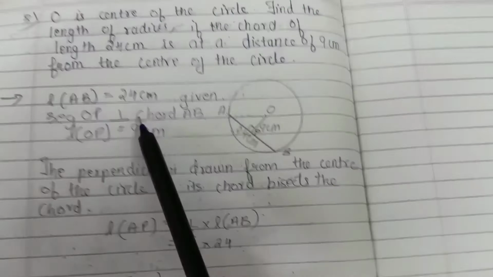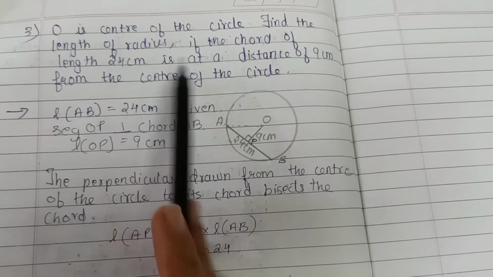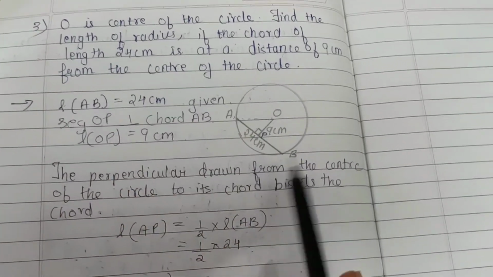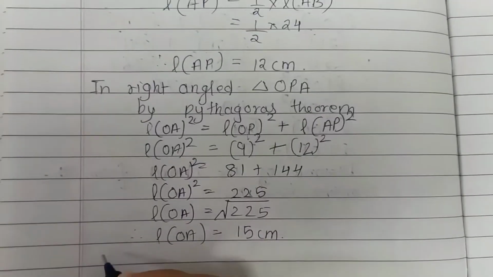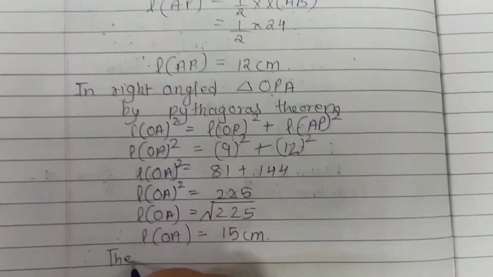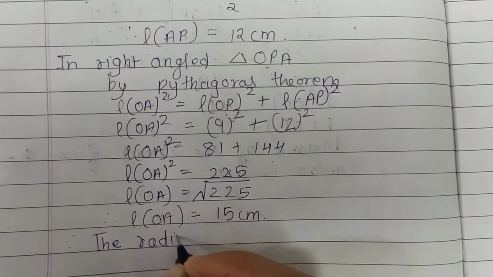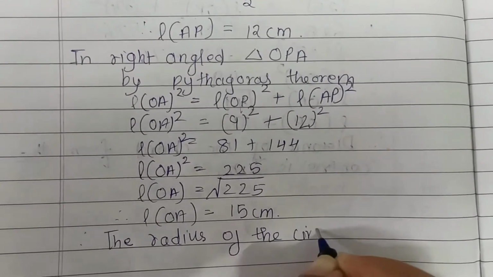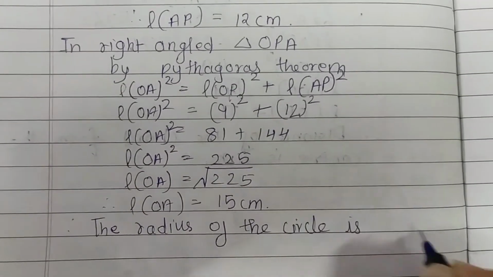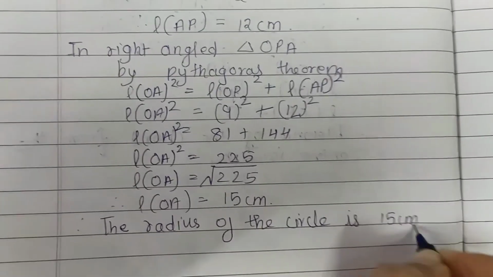So the question asked was to find the length of the radius. That means OA is the length of the radius. So over here we have got OA as 15 centimeter. That means the radius of the circle is 15 centimeter.